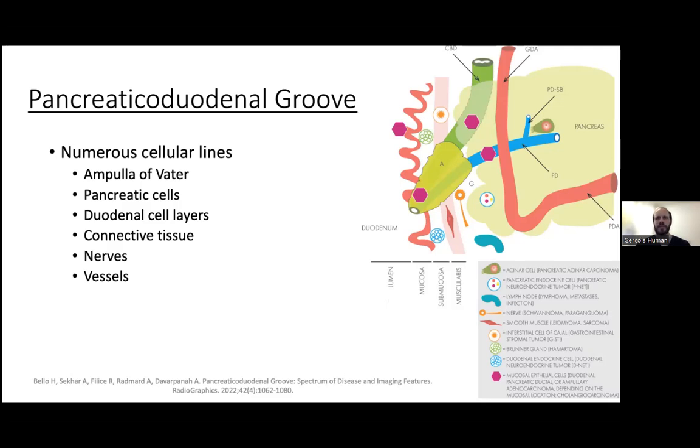There are also smooth muscle cells and interstitial cells of Cajal that exist in the muscularis propria. I'll reiterate on that a bit later. So as you can see, all of these cell lines can basically create something in the duodenal groove and lead to pathology.